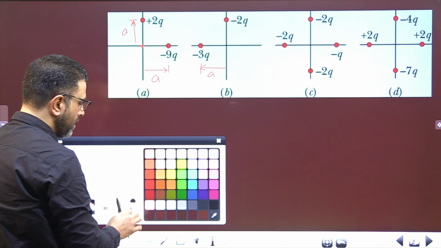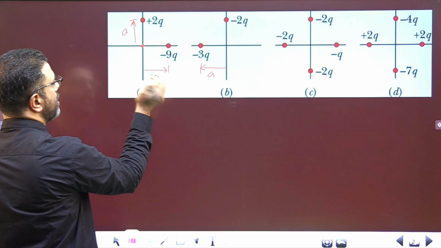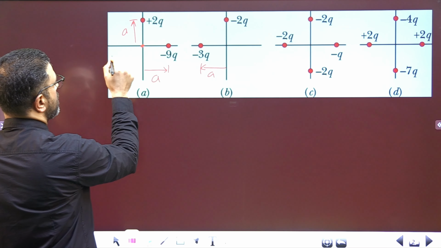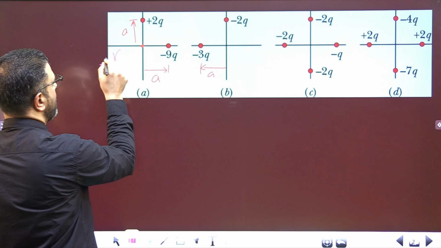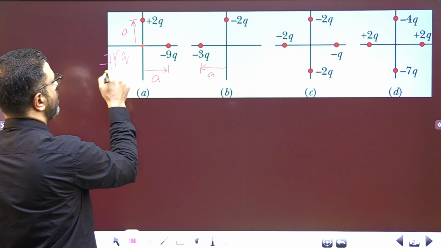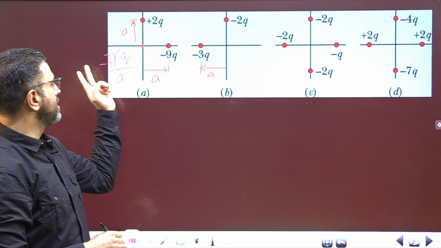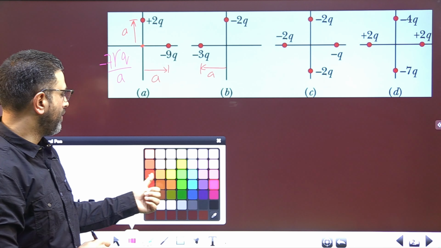So potential at this point will be, what is the total charge? Minus 9q plus 2q is minus 7q. So potential will be gamma times minus 7q divided by common distance A. So potential at the origin in situation A is minus 7 times gamma q divided by A.